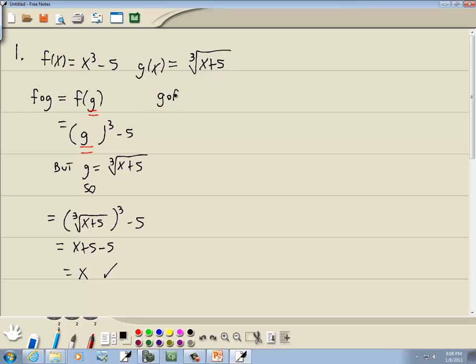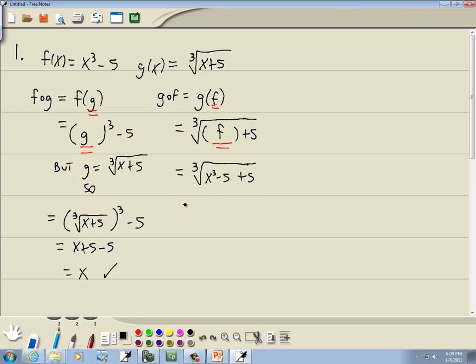Okay, second part. Let's find a composition of g and f, which is g of f. We're going to take our g of x. Wherever there's an x, you put in parentheses. So we got the cube root of parentheses plus 5. And again, whatever's inside the parentheses right here is what we're going to put in right here. So we're going to put in f there. So we got the cube root, and f was x to the third minus 5. So we plug that in now.